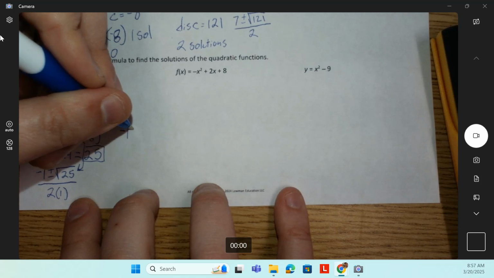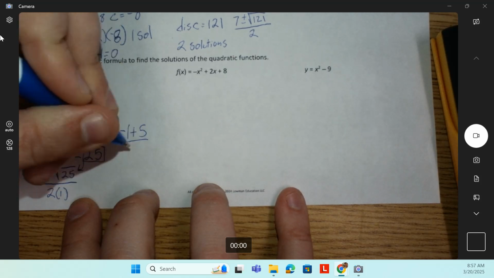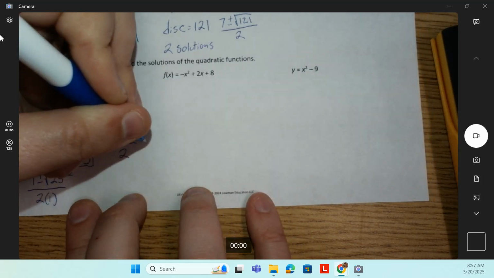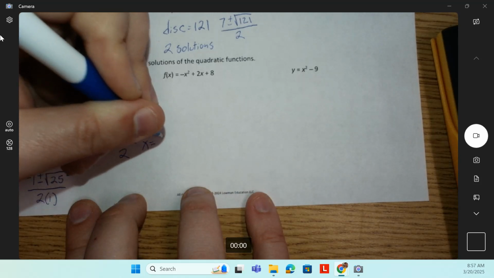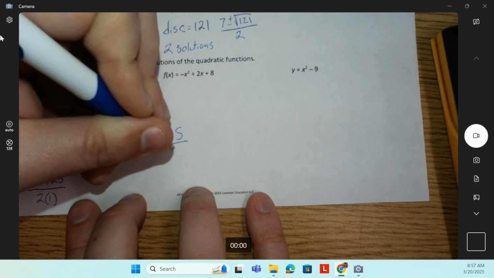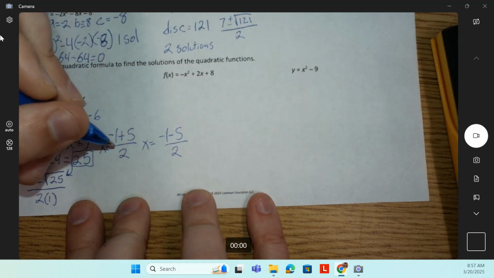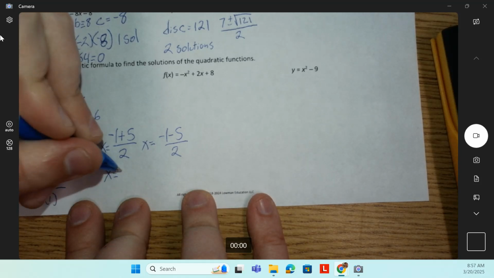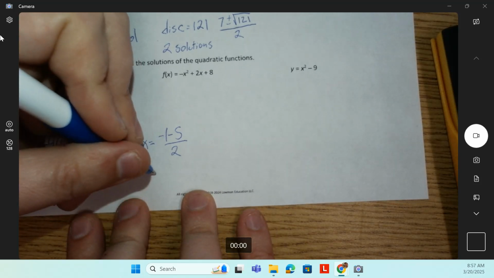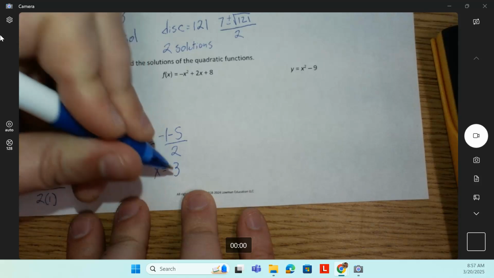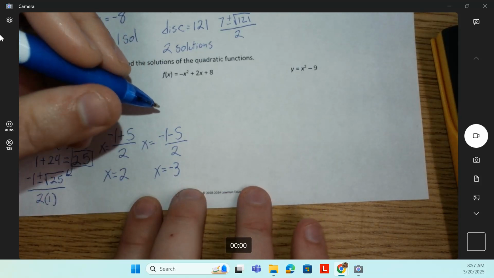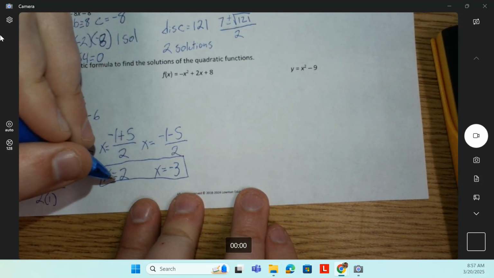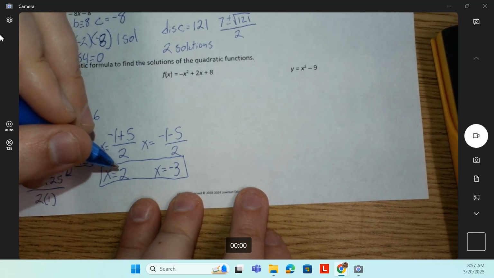So I'd have -1 plus 5 over 2, or -1 minus 5 over 2. That should give me positive 4 over 2, so x would equal 2, or x would equal -3. So we could write it as that. We could write it as the solution set or the ordered pairs.